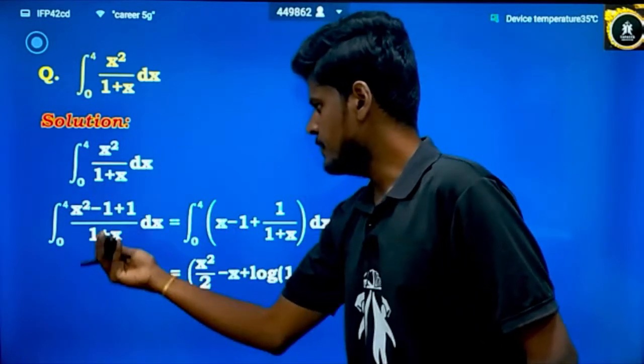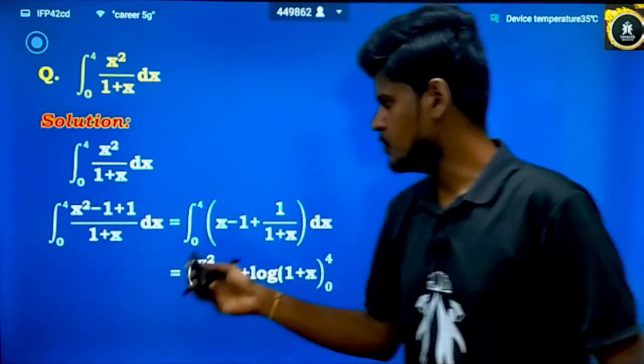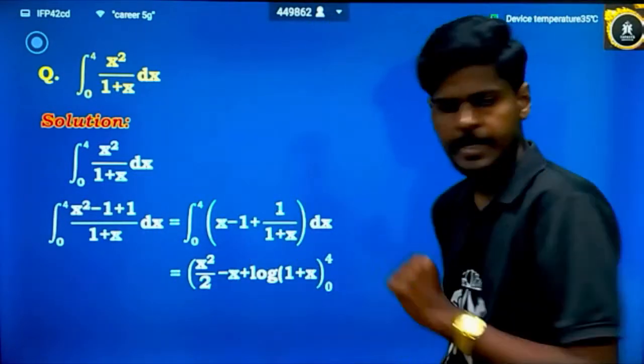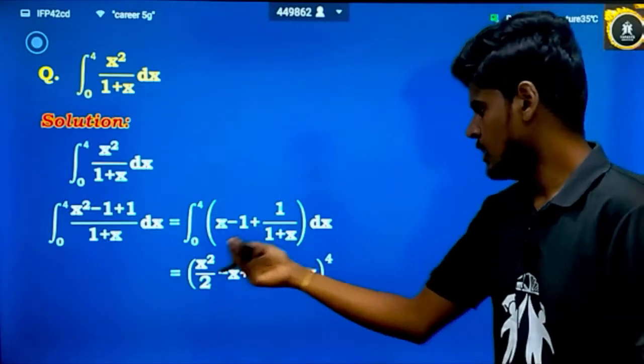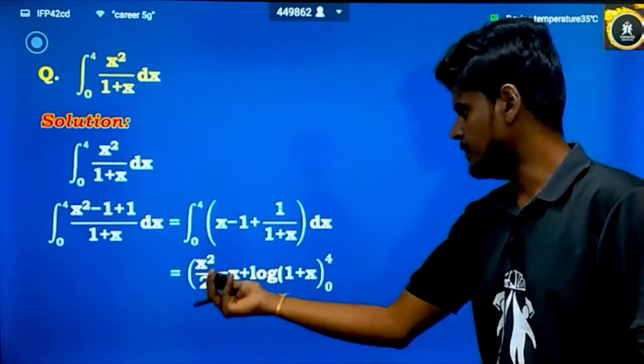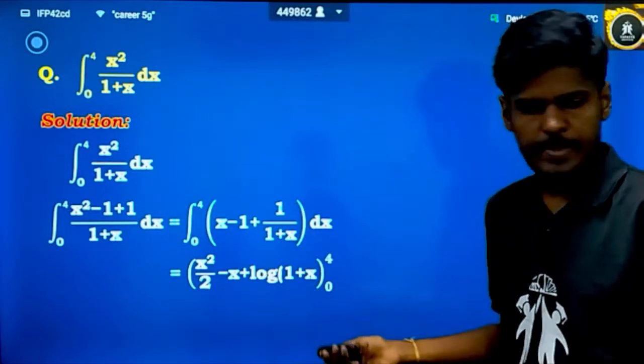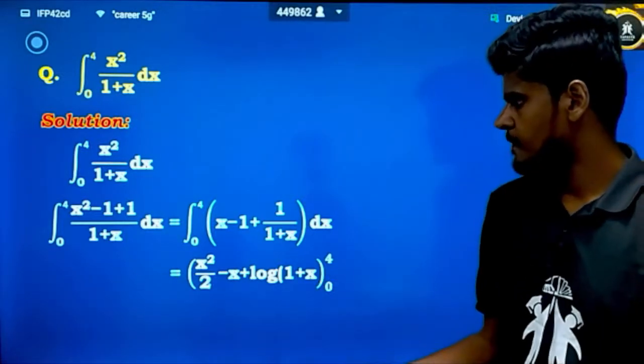Then we will get this. When we divide, x square minus 1 by x plus 1 gets cancelled. Remaining, we will have x minus 1 plus 1 by 1 plus x. Now integrate this. That is x square by 2 minus x plus log of 1 plus x. Apply the limits.